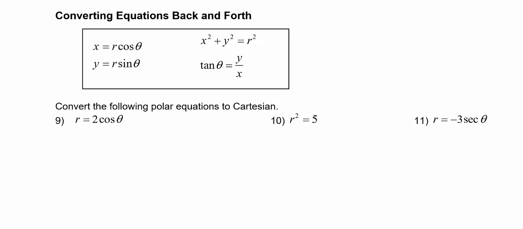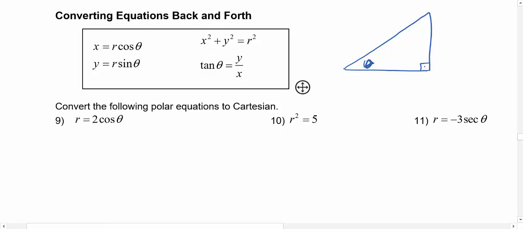What is important to note here is that all of the things in the box are things that we know just from a basic right triangle. So if I have some theta, and if I name my sides so that x is the horizontal and y is the vertical, and I name r the hypotenuse, we know the Pythagorean theorem exists, so that's that relationship right there.